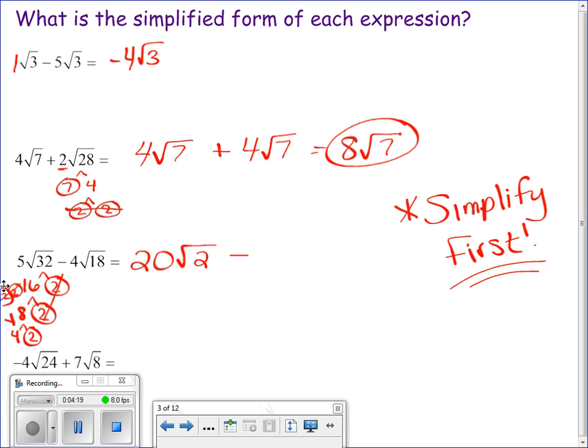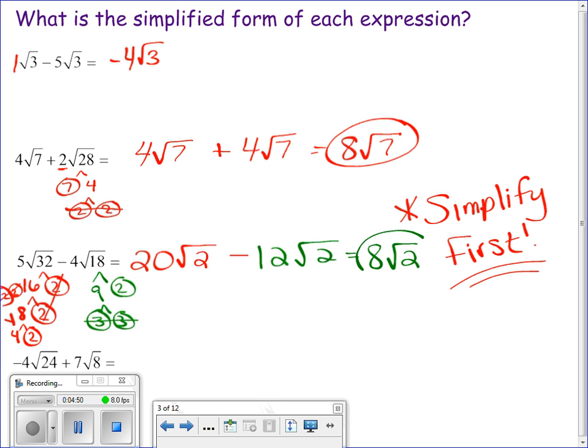Okay. Minus, and then we're going to do the second part of this. All right, so we have a pair of 3's times the 4 that's already up there. It's 12. Radical 2. Are they like terms? Yes. 20 radical 2 minus 12 radical 2 is 8 radical 2. Yeah, don't forget that number that's already sitting in front of that radical to start with.